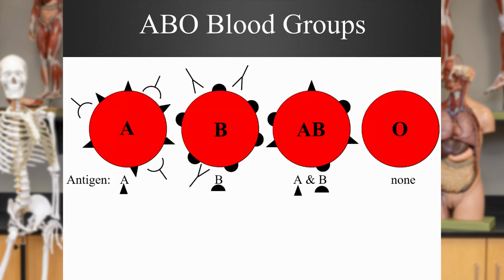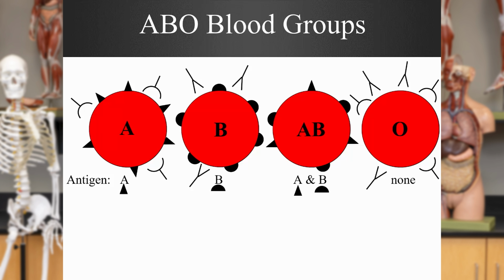But the type O blood, could that have the A antibodies? Sure, because it doesn't have the A antigen. Could the O blood have the B antibodies? Sure, because it doesn't have the B antigen. So that means in the O blood, you can have both A and B antibodies because there's no antigens to recognize for A or B.